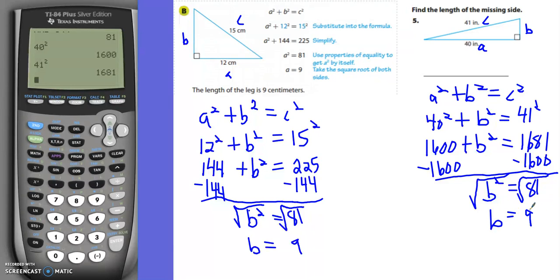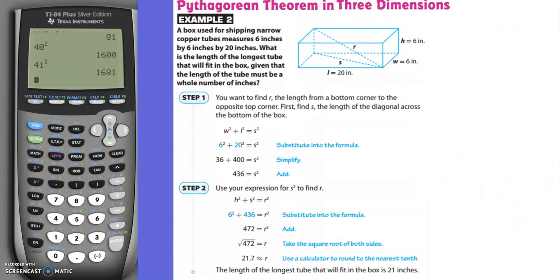Okay, let's take a look at the back side. Example 2. A box used for shipping narrow copper tubes measures 6 inches by 6 inches by 20 inches. What is the length of the longest tube that will fit in the box, given that the length of the tube must be a whole number? Okay, so we know the width of the box is 6. We know that one of the sides is 20.